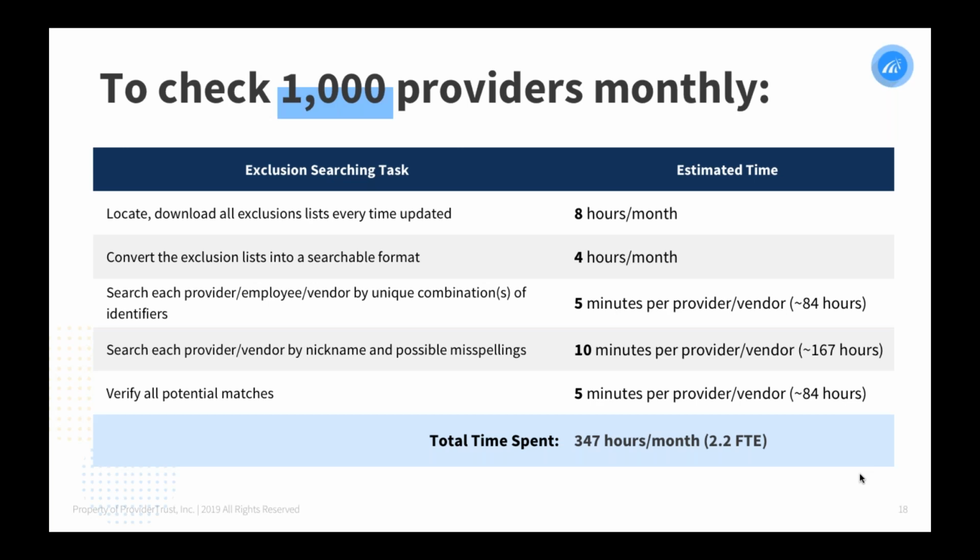Even just locating and downloading all of the different exclusion lists takes up to 8 hours a month. When we start talking about searching for providers by possible nicknames, misspellings, changed names, things along those lines, you're looking at about 167 hours a month. When you add it all up and take all of these things into account, you're looking at about 2.2 FTEs a month to adequately cover this. So we understand this is kind of a bear to tackle, especially on your own. That's why we do what we do.